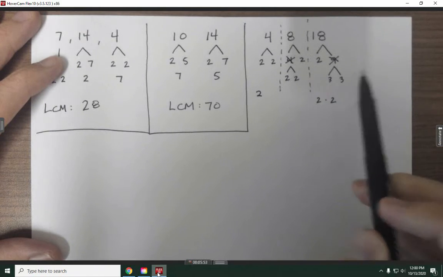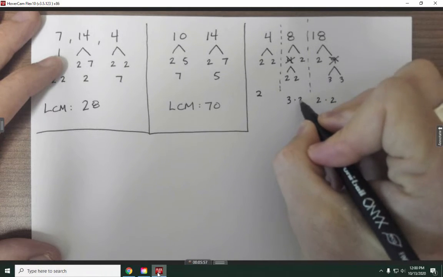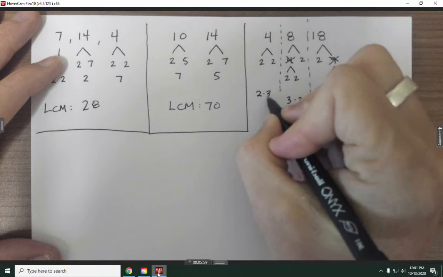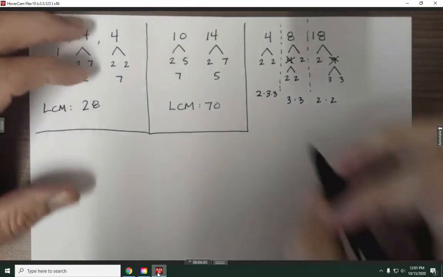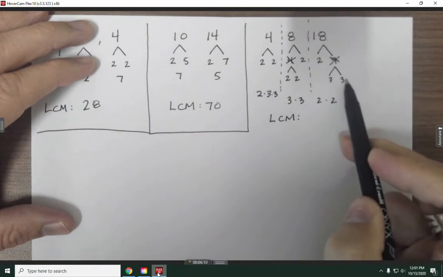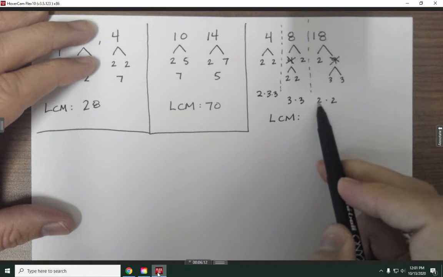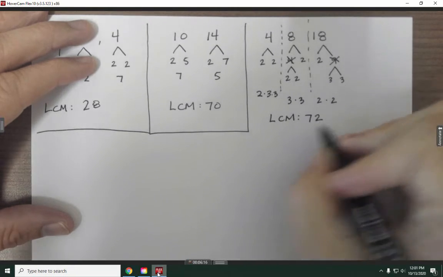And then this needed those trio of 3s. So we've got a 3 and a 3 here, and this one needs both of those. Okay, and now if we multiply this all together, 18 times 2 is 36, and then 36 times 2 is 72.